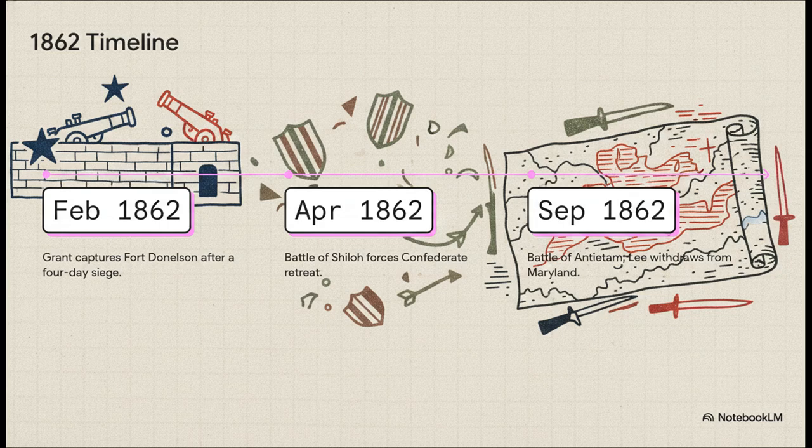But in the East, a totally different story. Confederate General Robert E. Lee takes command of the Army of Northern Virginia and goes on the offensive. Lee pushes Union forces away from Richmond during the 7 Days battles, and then he launches his first major invasion of the North, up into Maryland. And that brings us straight to the Battle of Antietam in September.